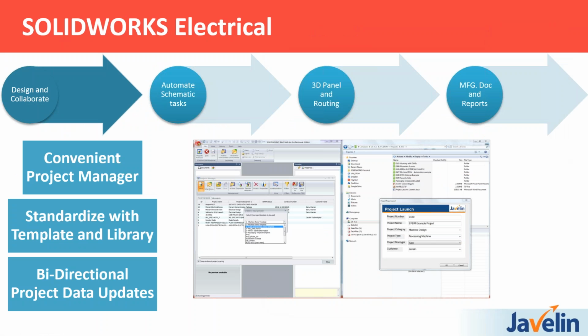So essentially what we're looking at is a convenient project manager to make it easy to manage projects, start projects, add that information, be it EPDM or here. Standardize with templates and libraries. You can start projects with templates. So if you have different customers coming up with different types of project information, you can put all that in without having to make it from scratch every time, and bidirectional updates between mechanical and electrical. So of course, throughout the project, the information is updated.